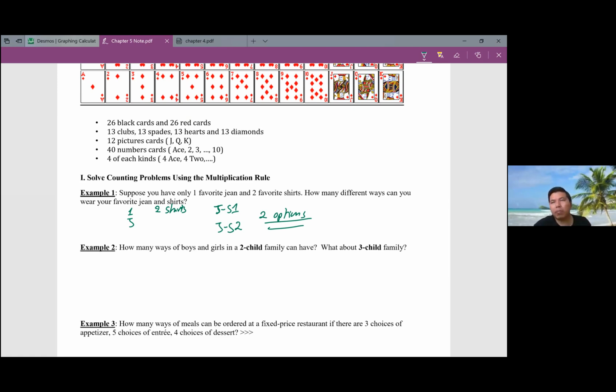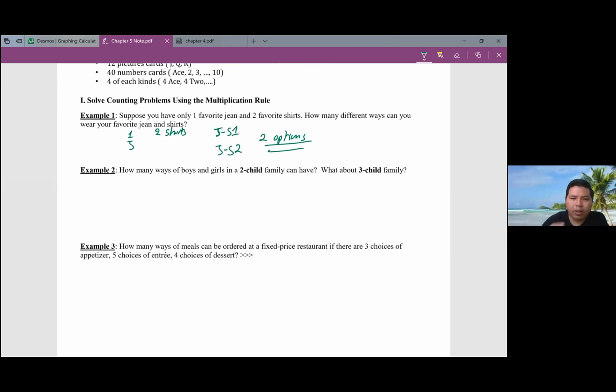This one is similar to flipping a coin, right? Head or tail. So when we look at these possibilities, we look at the first child. We only have two options: it could be a boy or a girl. And then we look at the second child. It will be the same thing, a boy or a girl.